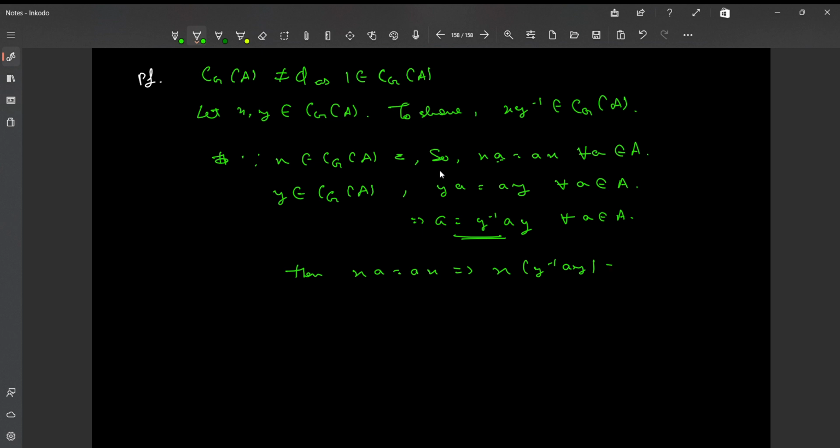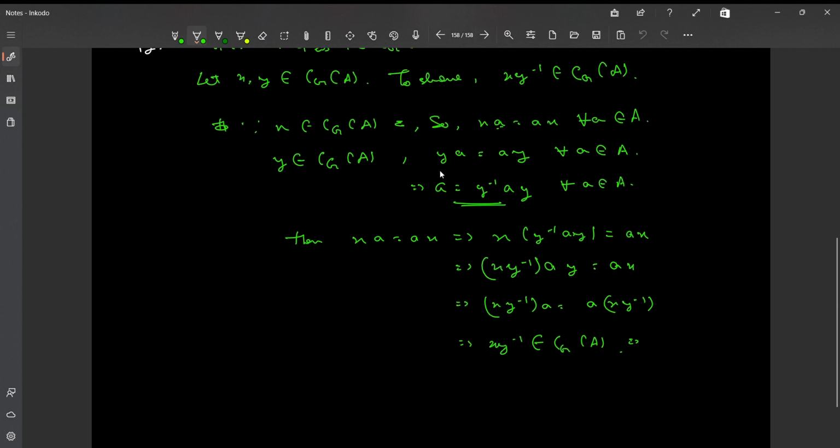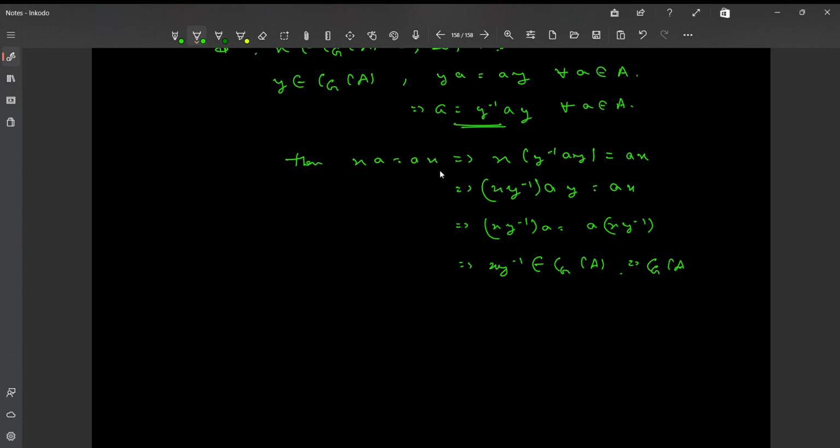Then Xa equals aX implies X times Y inverse aY is equal to aX. So by associativity, XY inverse aY is equal to aX. We right multiply by Y inverse. So we have XY inverse a is equal to aXY inverse, and that immediately says that XY inverse is in the centralizer of A in G. Therefore, by the subgroup criteria, this implies that the centralizer of A in G is a subgroup of G. Okay, clear?